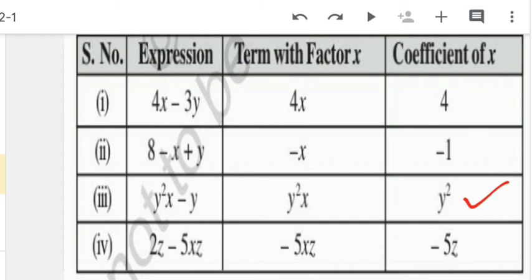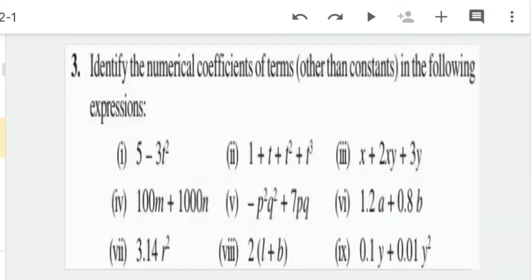Let's see one more example so it will be more clear. In the last expression we have minus 5xz as the term in which x is a factor. So its coefficient will be minus 5z. It means we have to leave the given particular alphabet or variable and take all other factors as its coefficient. Okay. Now let's start doing questions based on this so things will be more clear.